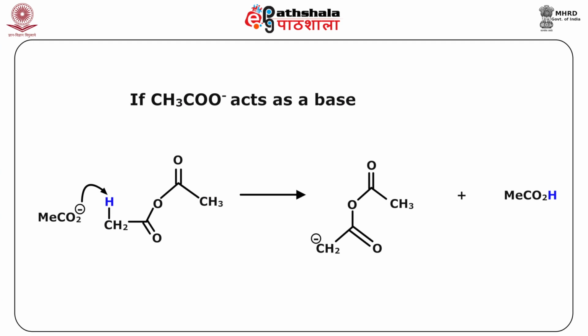When it attacks as a base on the acid anhydride, it will abstract its acidic proton at the alpha position, as you can see here. Note that the alpha hydrogen atoms are made acidic here because of the electron withdrawing nature of the anhydride group. So, you can see that it will very well generate the alpha carbanion.